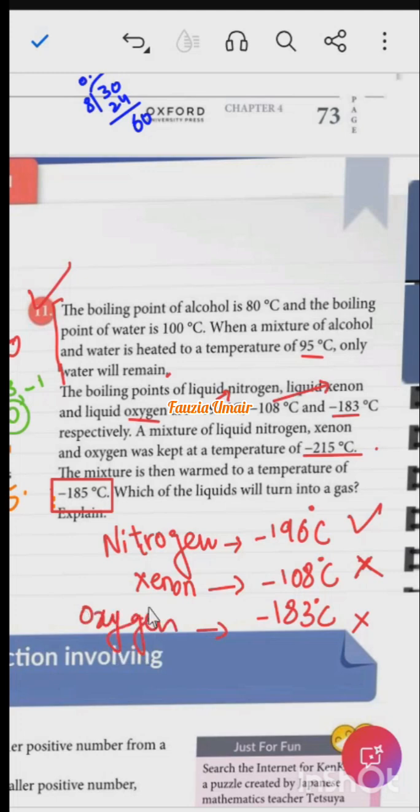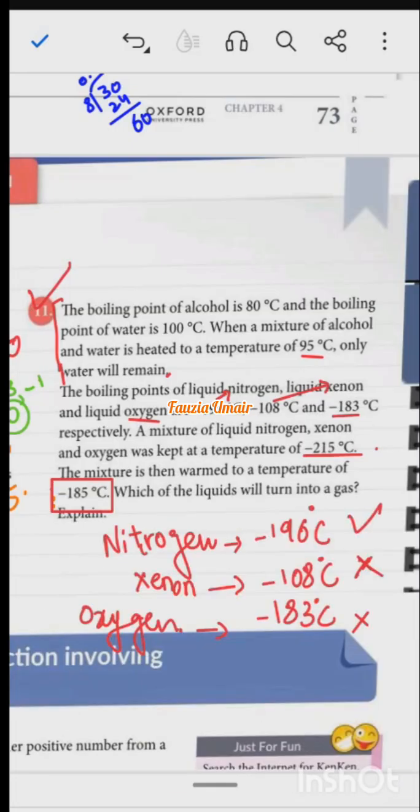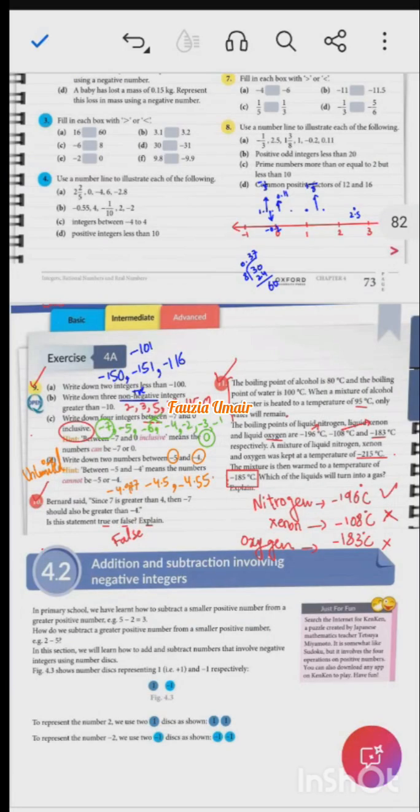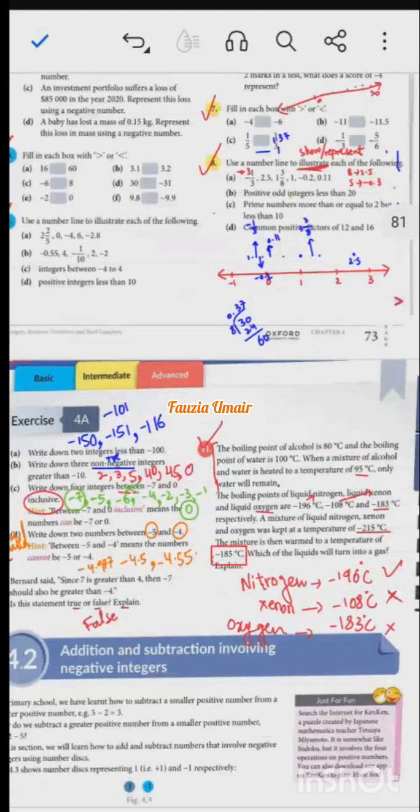So only nitrogen will evaporate. Only nitrogen will change from liquid into a gas. ठीक है बेटे? Is it clear? Yes, ma'am. Mohit, is it clear बेटे? ठीक है? Yes, ma'am. These were the questions left from this exercise. ठीक है?